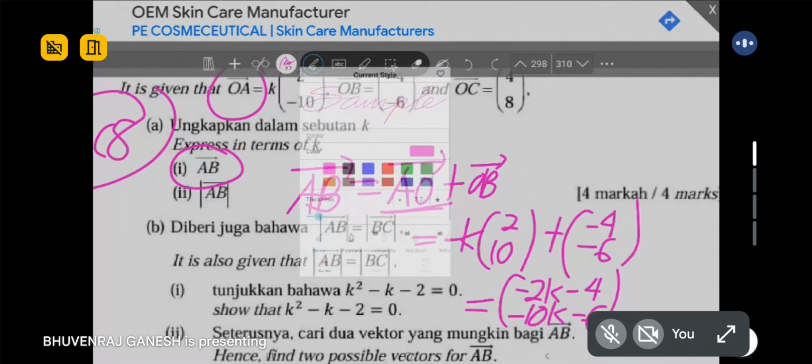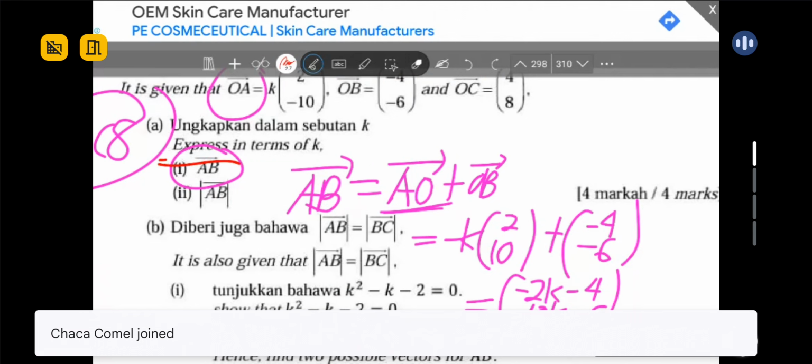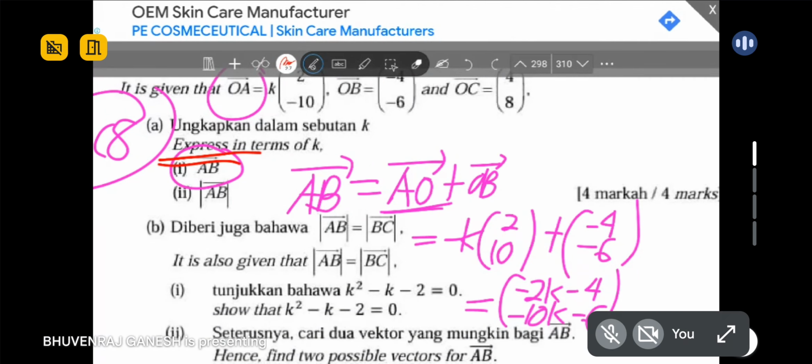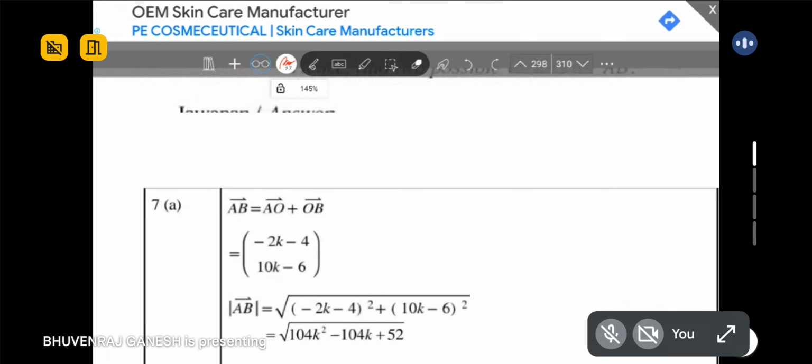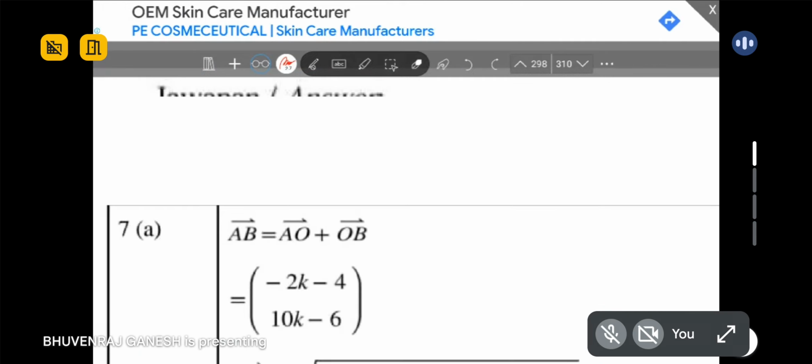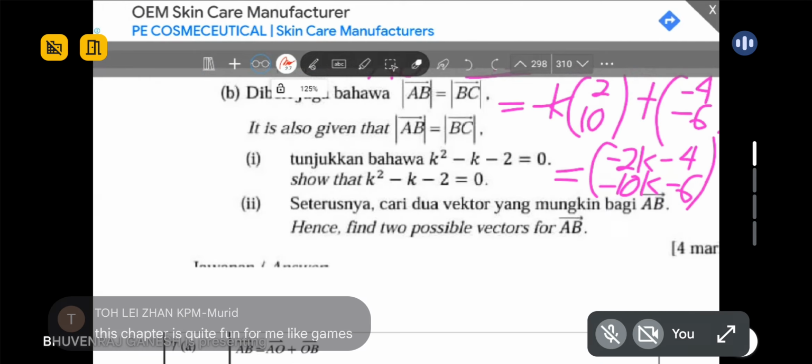Because the question says express. When the question says express, you don't need to find the value. Tak perlu cari nilai. The keyword here is ungkapkan. Okay, so you can leave your answer something like this. So this is your answer. Simple, right? Senang kan? This is vector, guys.